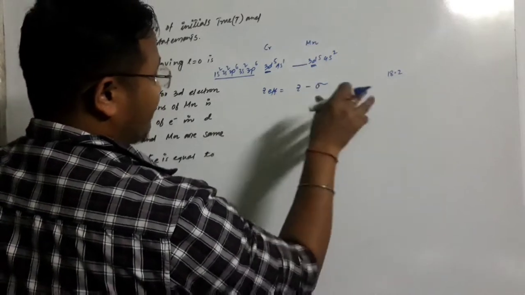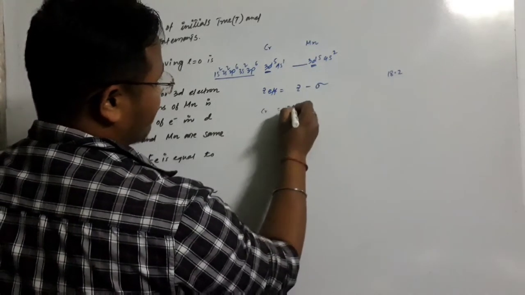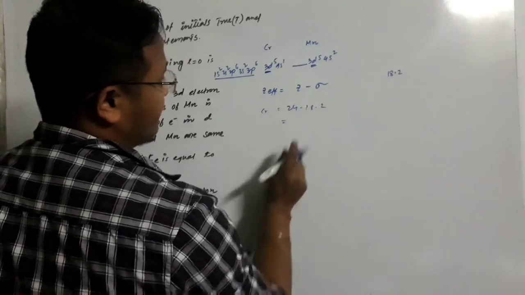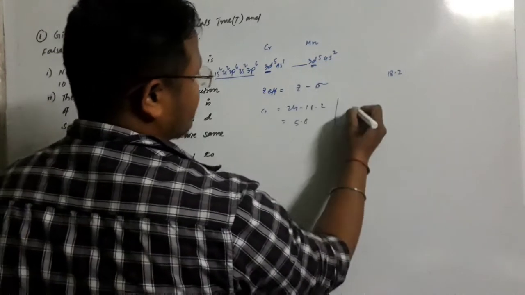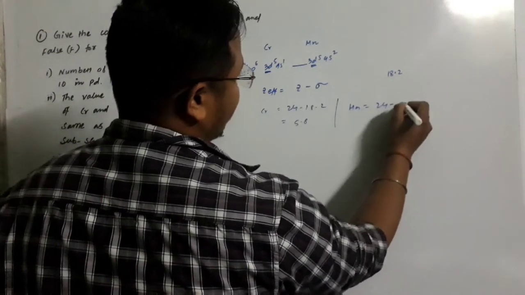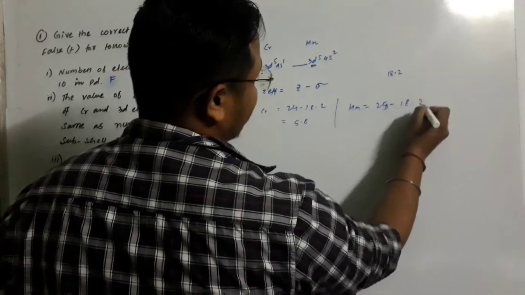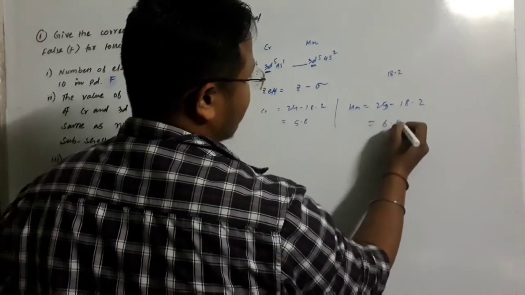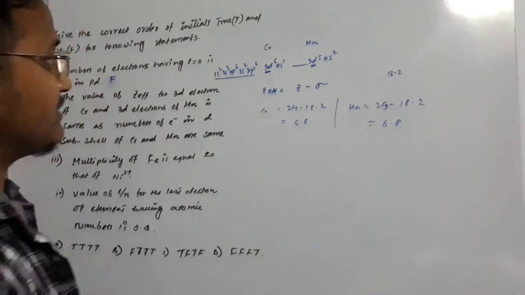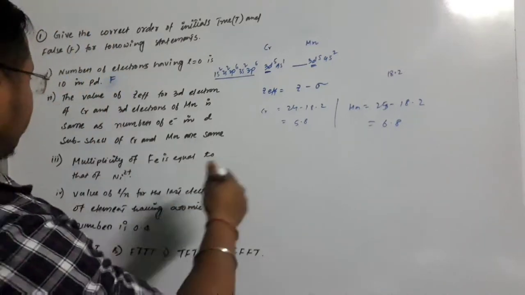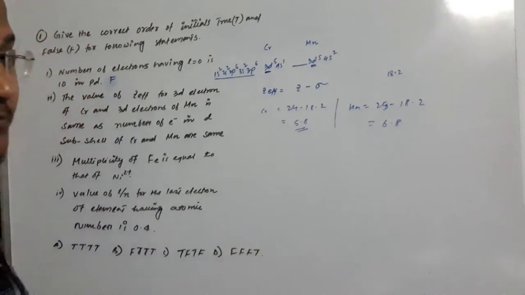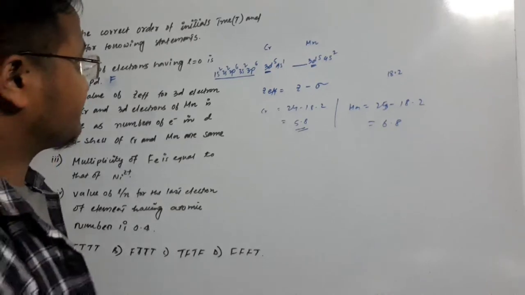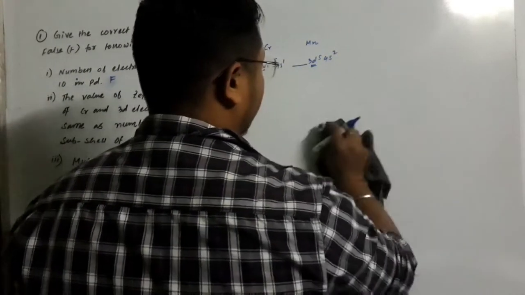Then for chromium it will be 24 minus 18.2, right? And it will be 5.8, right? And if it is manganese, it will be 25 minus 18.2, which will be 6.8. So if you see here, for chromium it is 5.8 and for manganese it is 6.8. That means this statement is false, right? It is false.